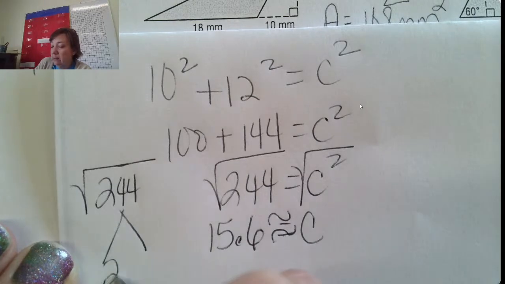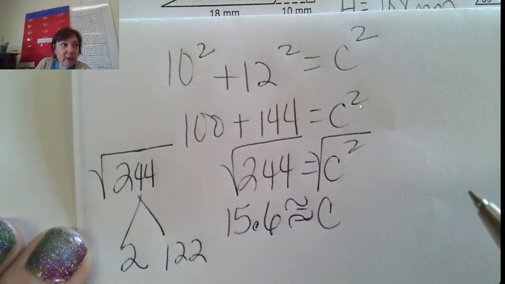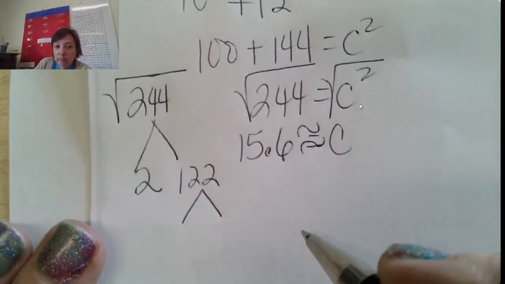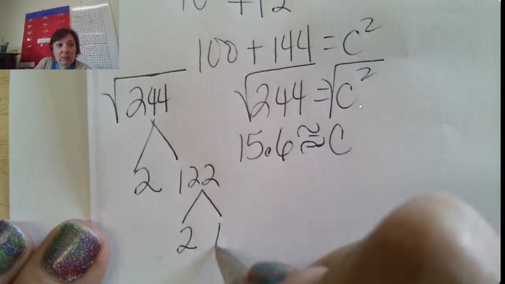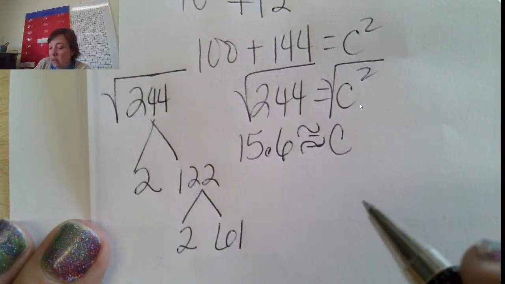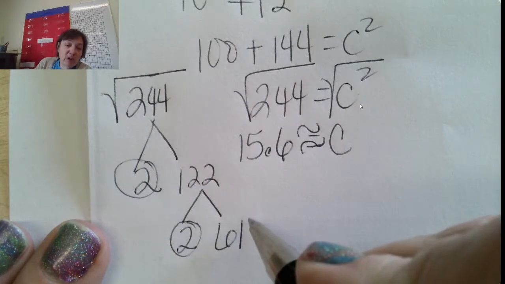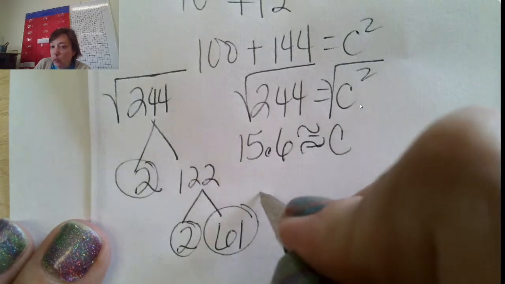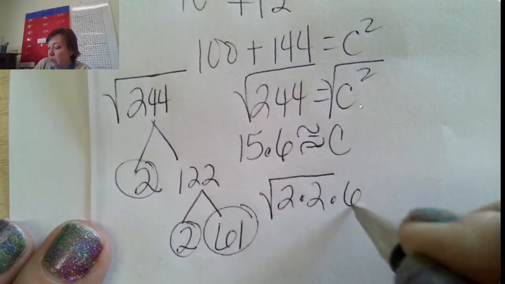2 and 122, right? What goes into 122? 2 and 61. So this is prime. This is prime. I'm going to save you all a lot of time. This is prime too. So that means that the square root of 244 is equal to the square root of 2 times 2 times 61.